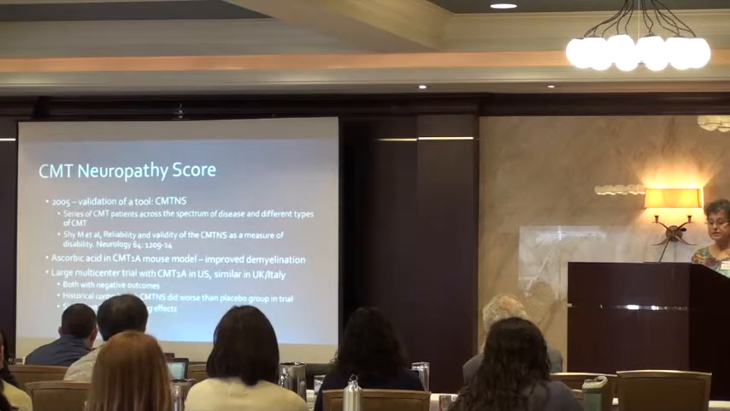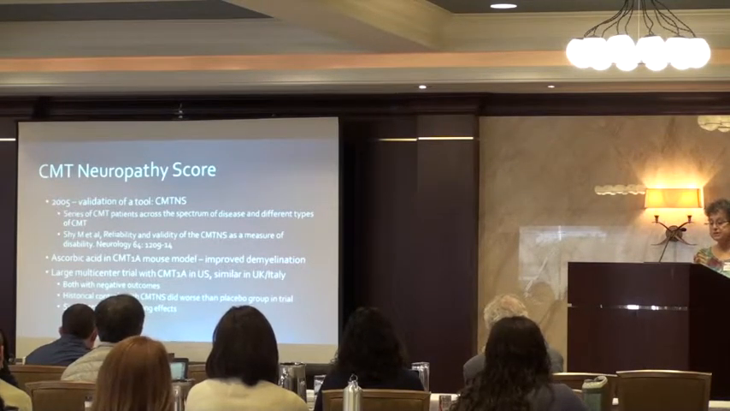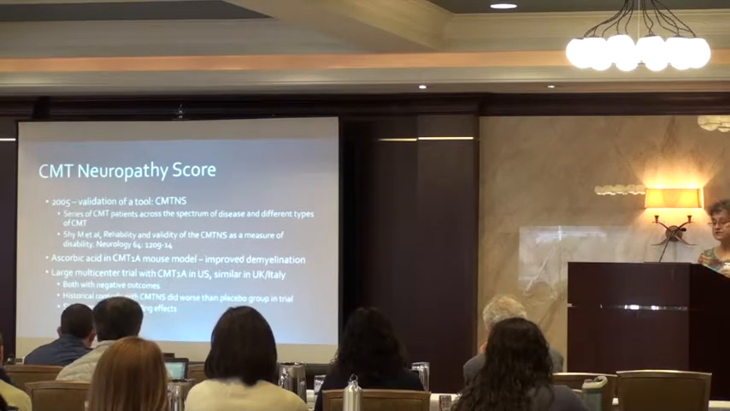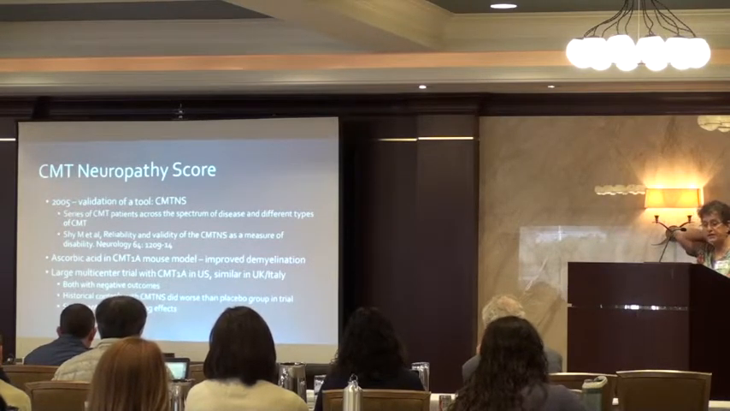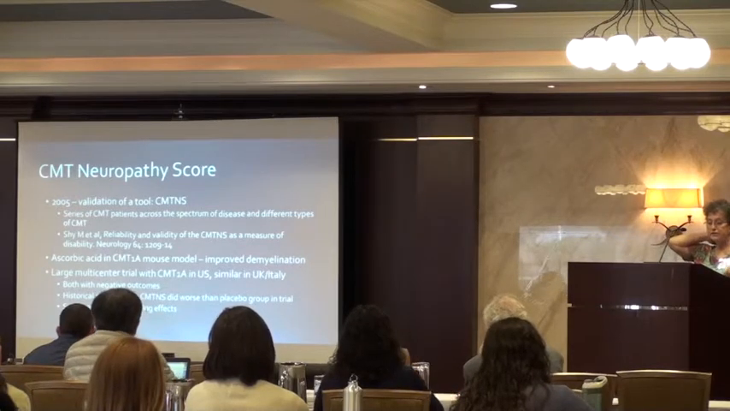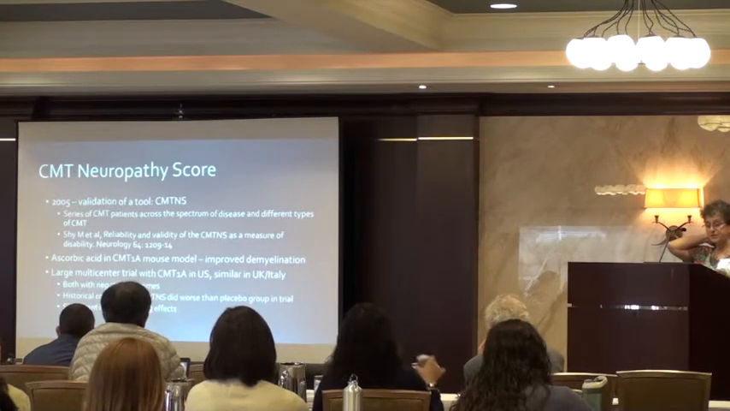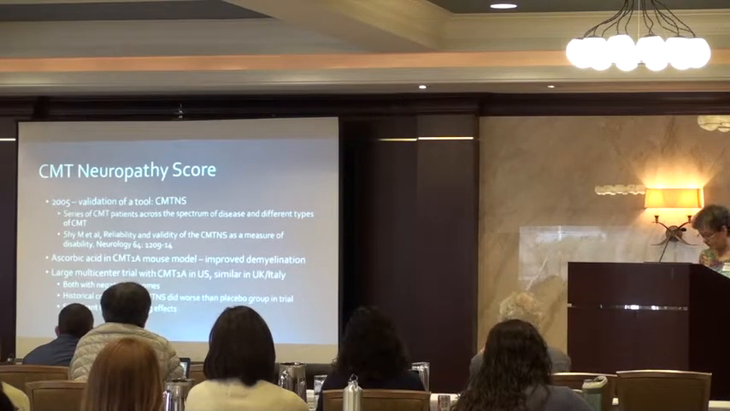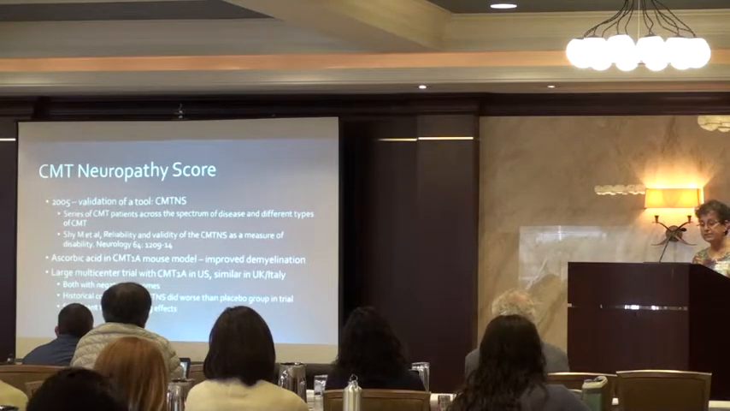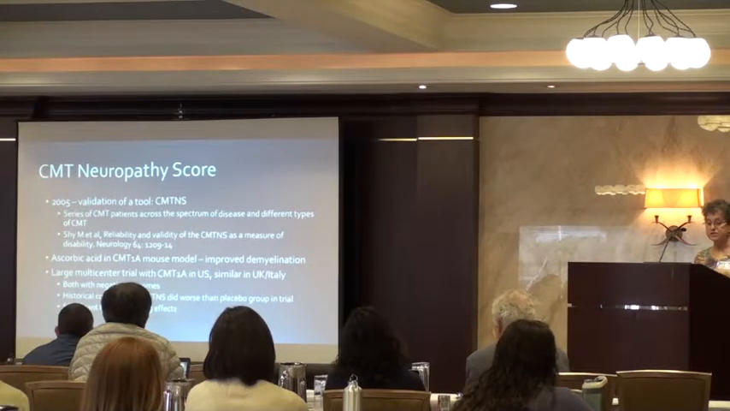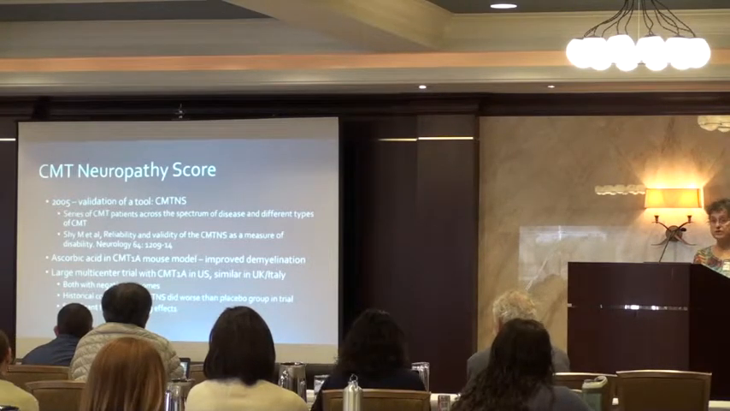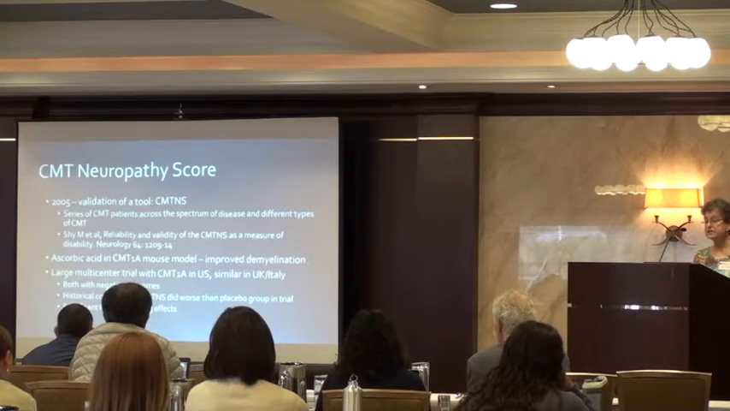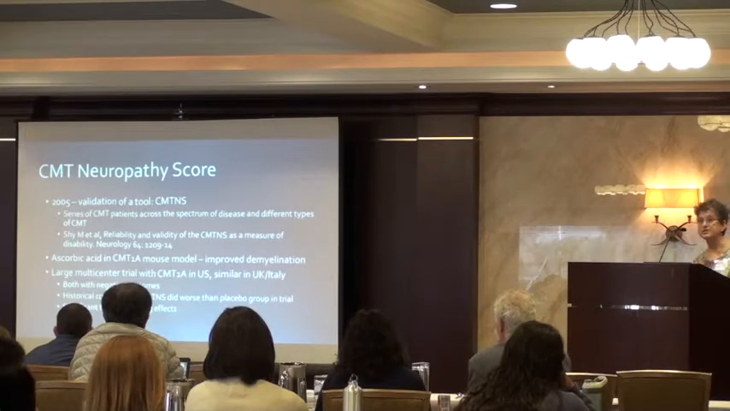And this was done in a series of CMT patients across the spectrum of disease and different types of CMT. And this was published by Mike Shy, who's my colleague at the University of Iowa, and felt to be a good measure of disability in patients. So then there was a mouse model looking at ascorbic acid and CMT1A in mice, which showed that it improved demyelination. So there were large multi-center trials with CMT1A in the US and another one in the UK and Italy. And they used the CMT neuropathy score, and the outcomes were negative for all the studies. All three of the studies had negative outcomes.